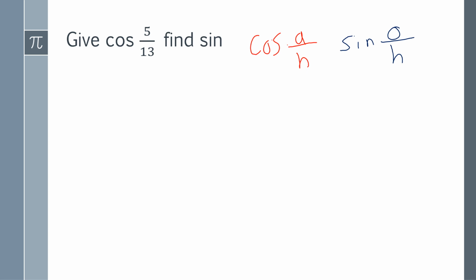So let's go ahead and use the Pythagorean theorem. At this point, it does not matter if you use a squared plus b squared equals c squared, or you could use x squared plus y squared equals r squared if you want to. Doesn't matter what you use, it's the same thing. But I'm going to use the second one.